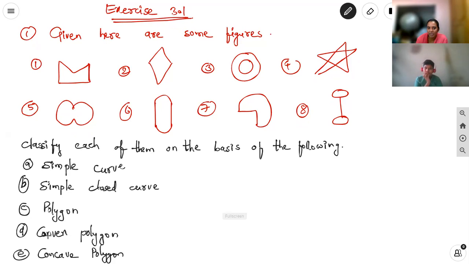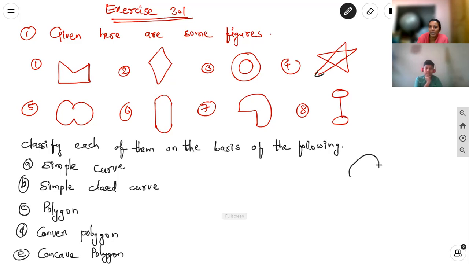Which ones are the polygons, convex polygons, concave polygons? Here, what are the simple curves? Here you can observe that everything is a closed curve only; no open curve is there. A curve is not only straight lines, it is a curve also.